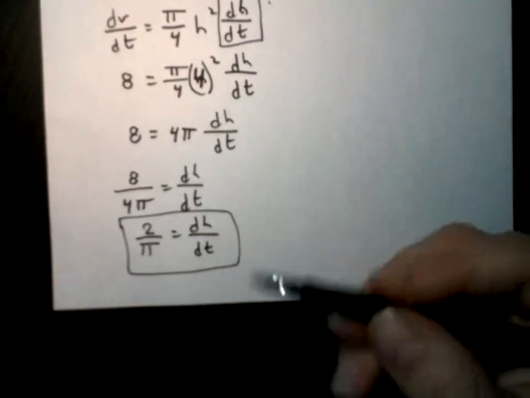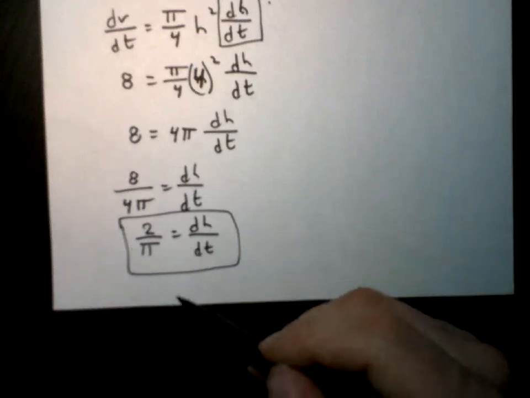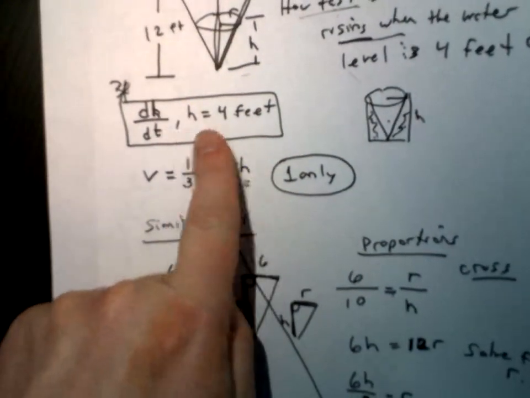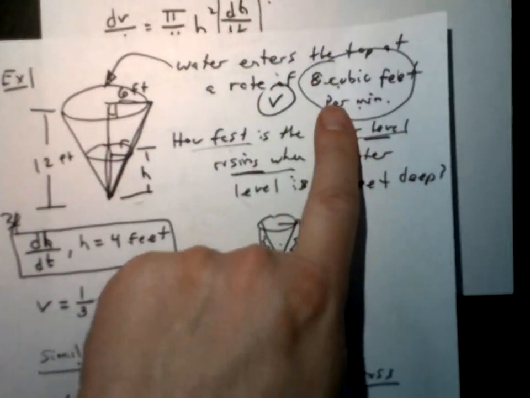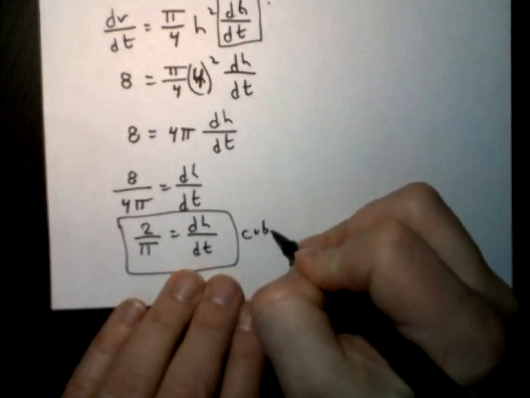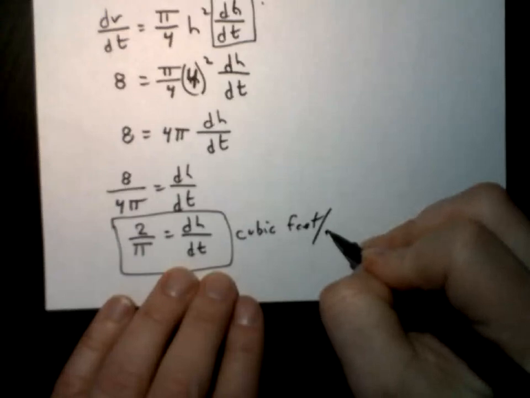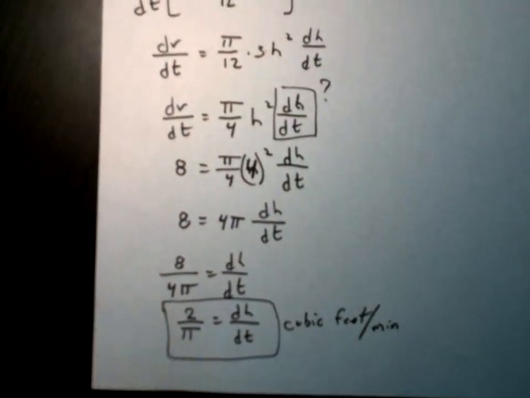Oh, be careful. They want the units. So we might have to play with the units a little bit. So this is what? Feet squared? Or, I'm sorry, cubic feet. So this is cubic feet per minute. There you go.